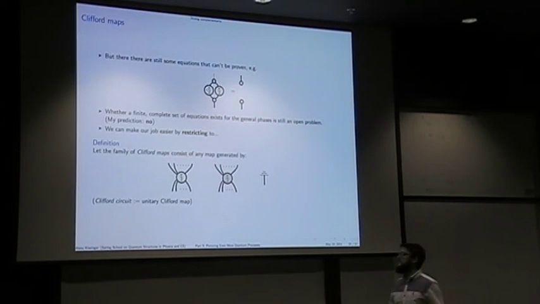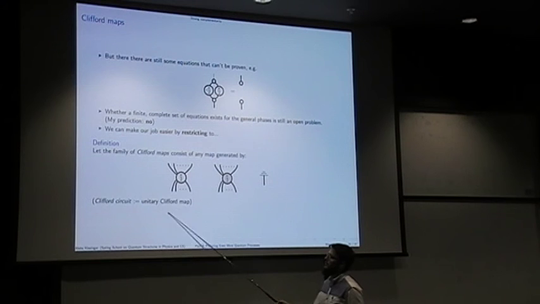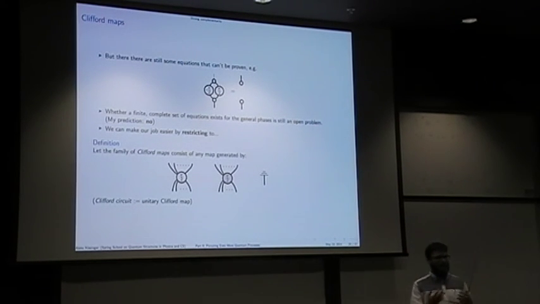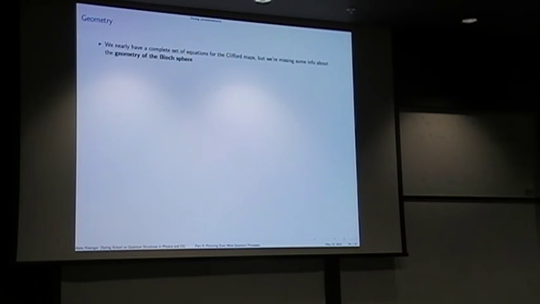And that's already quite a bit. I mean, if we restrict just to the unitary Clifford maps, we have all the Clifford circuits, right? So we have the whole classically simulable fragment of quantum circuits just from these guys. And we very nearly have a complete set of equations. But the thing that's missing is some extra information about the Bloch sphere and how it behaves under certain rotations, right?